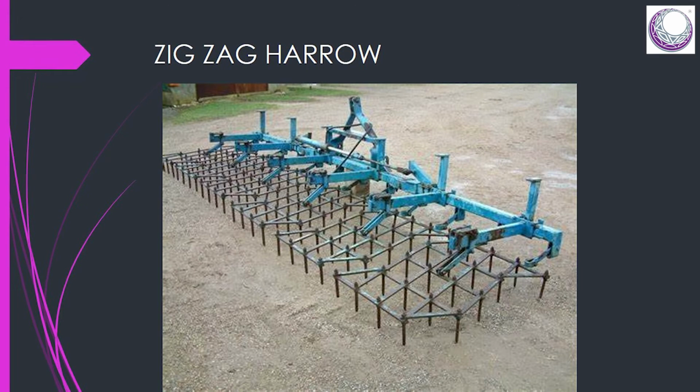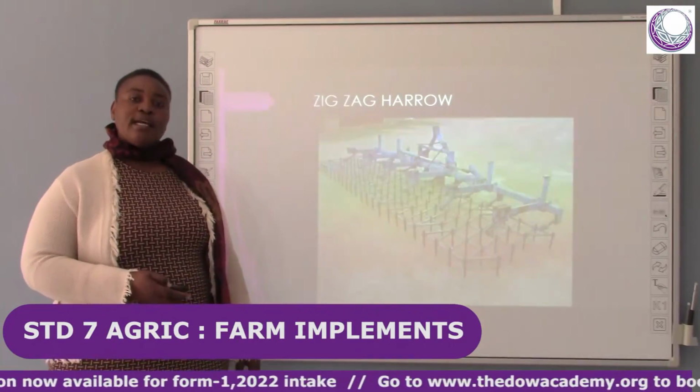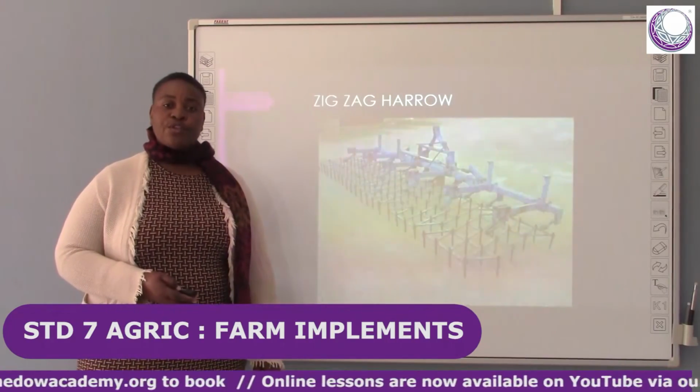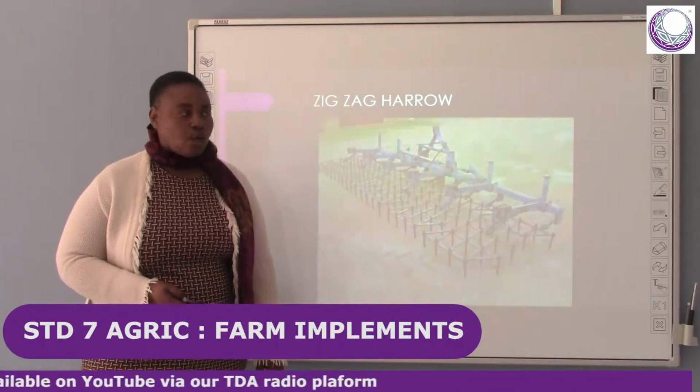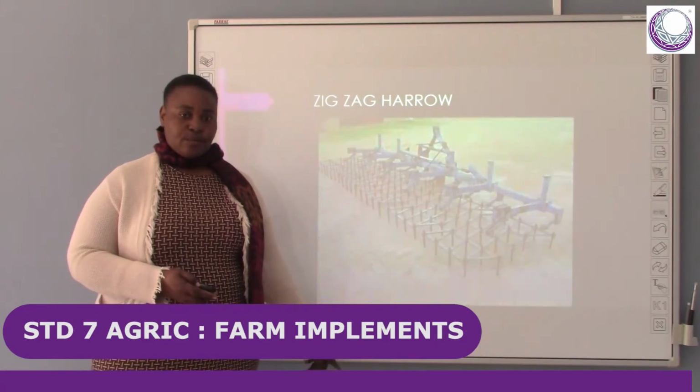Then we have another type of harrow, which is the zigzag harrow. As you can see, it has a type of pattern. You can identify the letter Z on the pattern there, and it has got some pointed edges. The harrows usually help to level the soil, making it smooth, and they also help to spread the crop residues, which were previously buried down by the plow.